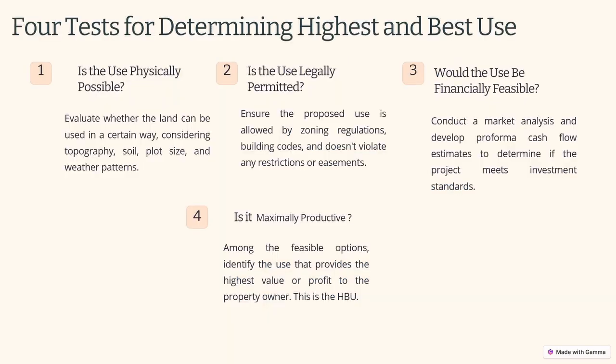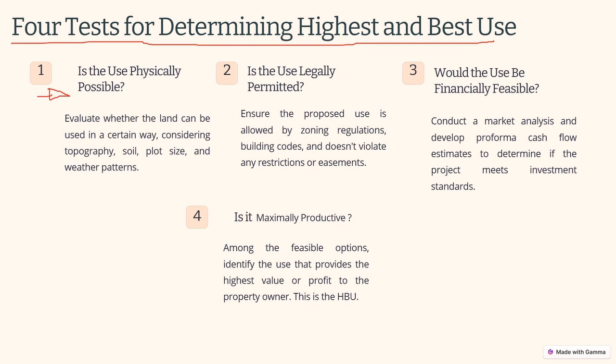So now we will discuss four tests that are used for determining the highest and best use. First, you have to check whether it is physically possible to change the use. So evaluate whether the land can be used in a certain way considering topography, soil, plot size and weather patterns. So first you check to which physically possible use you can put the property.